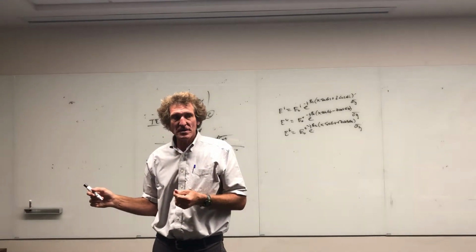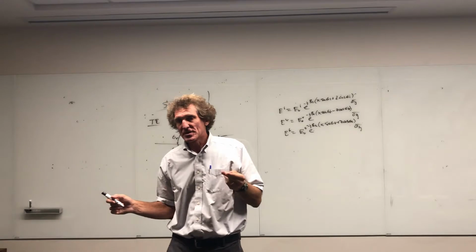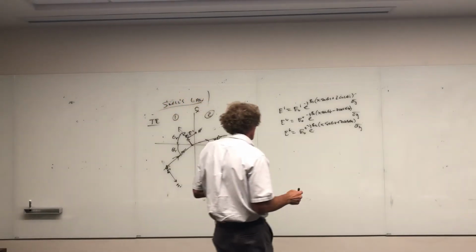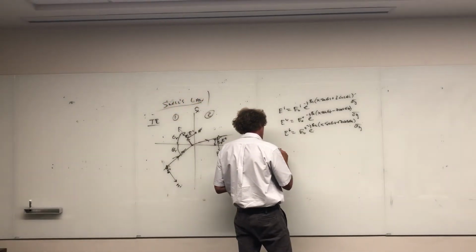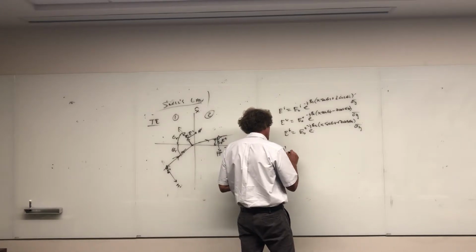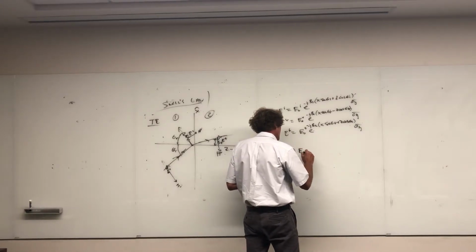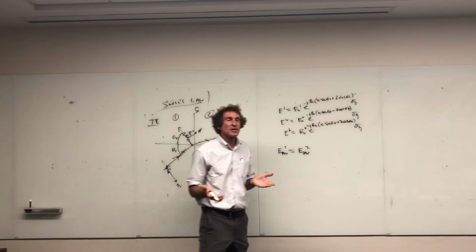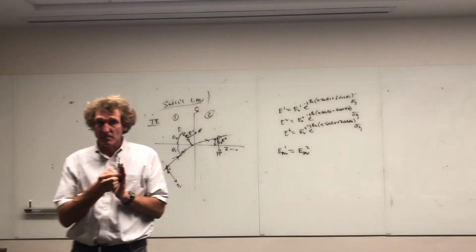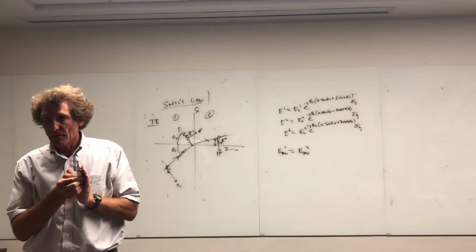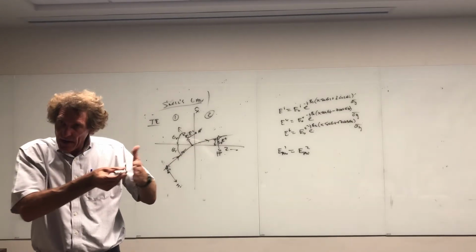All right, y'all with me on this? Now what we do to get Snell's law is simple. We say the tangent electric field in region 1 is equal to the tangent electric field in region 2. You'll notice that the electric field is the one that's tangent at the boundary, right? Y'all see that, everyone? Tangent means it's parallel to the boundary.